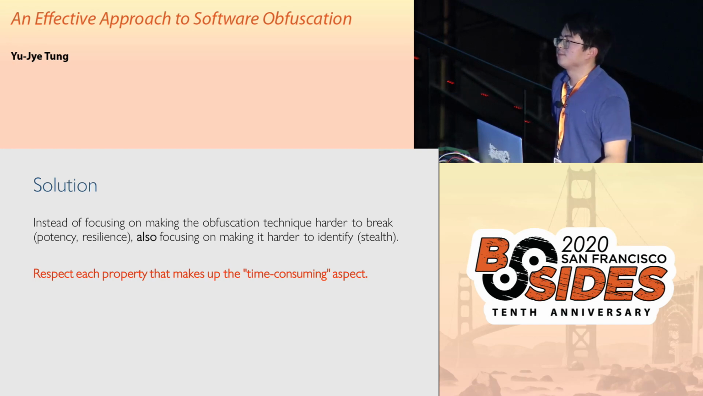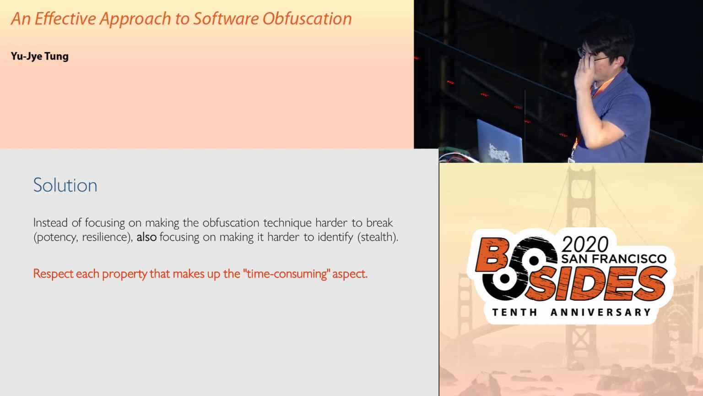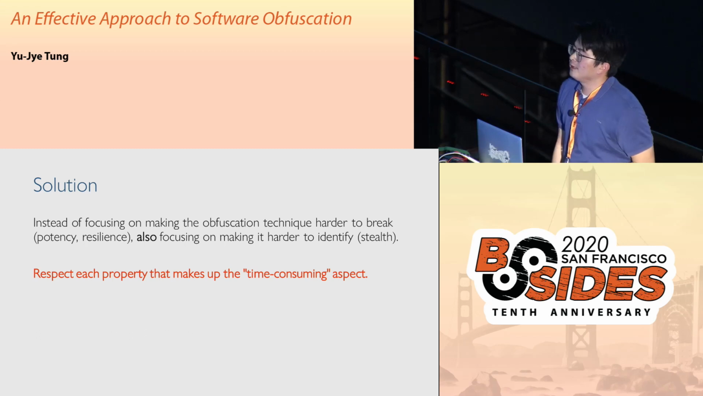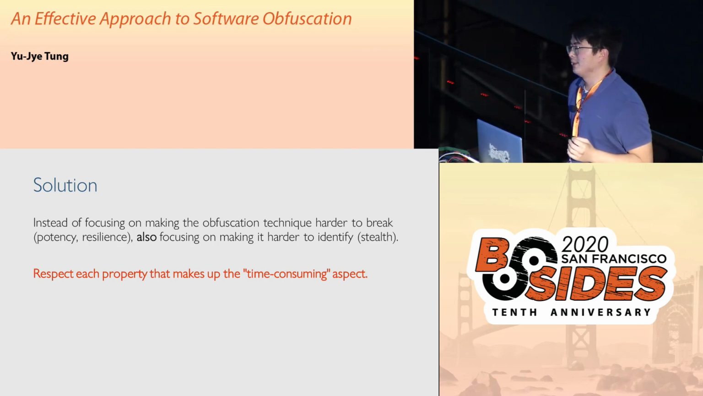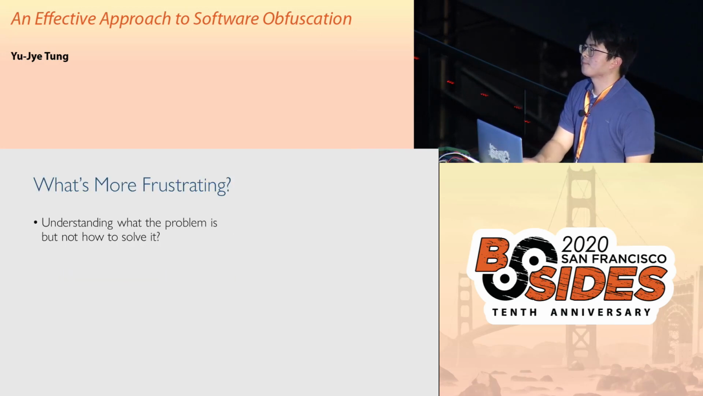So what's the solution? How do we effectively implement obfuscation then? Well, instead of focusing only on making the obfuscation technique harder to break, also focus on making it harder to identify. So instead of just focusing on the potency and resilience properties, don't forget the stealth property. Respect each property that makes up this time-consuming aspect.